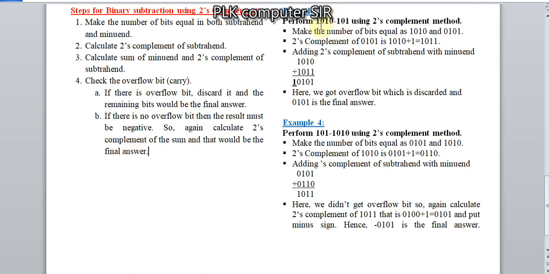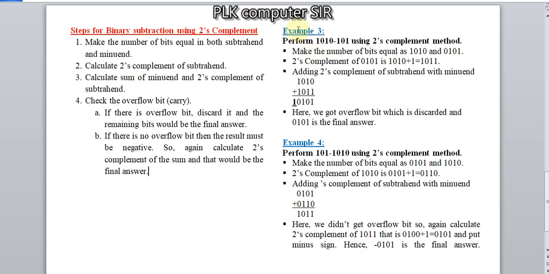Okay, my dear students, now you can look here. For example, we are going to understand this. We have to perform 1010 minus 101, this binary subtraction, using the 2s complement method. Here we have 4 bits, here only 3 bits, so we'll make them equal. This 1010 has a positive sign in front, this is the minuend; this minus 101 has a negative sign, so 101 is the subtrahend. Here only 3 bits, so we place a leading 0 here in order to make both equal.